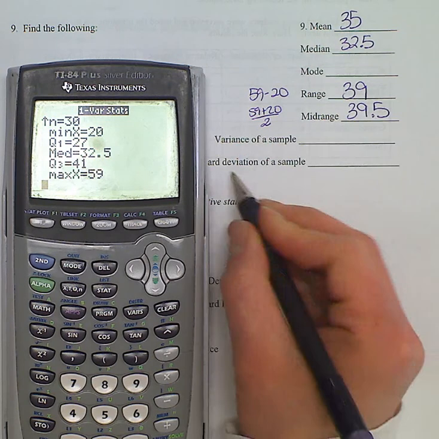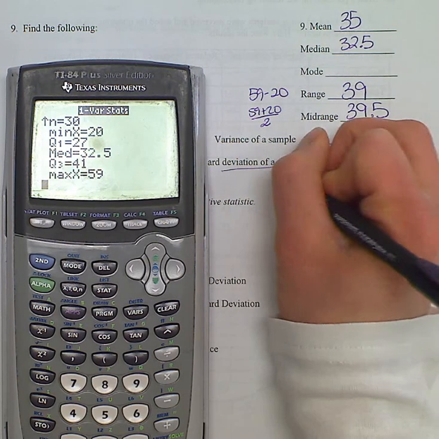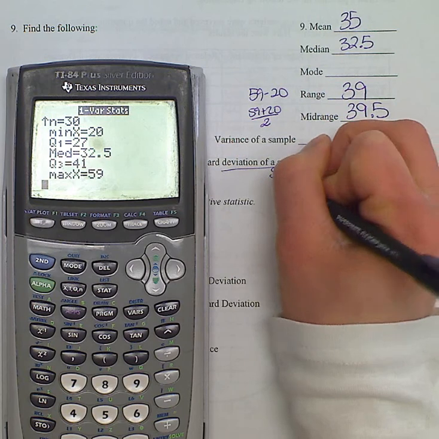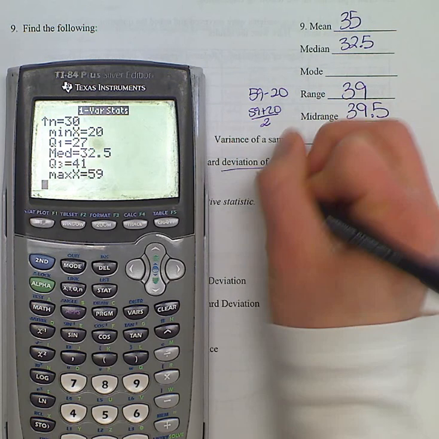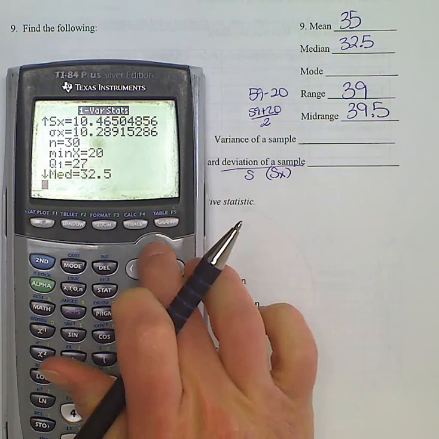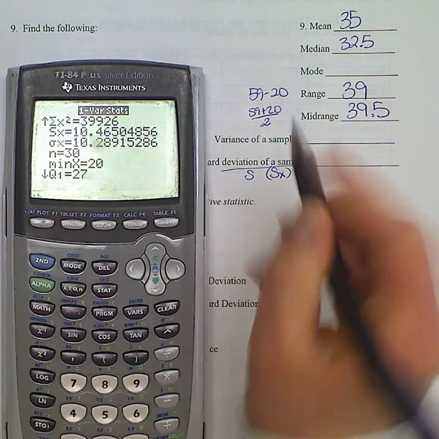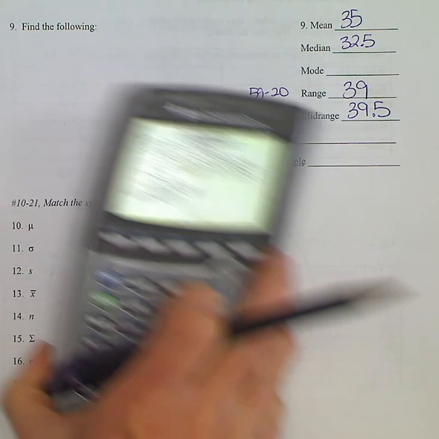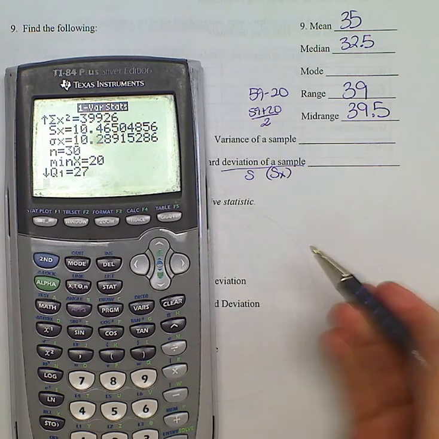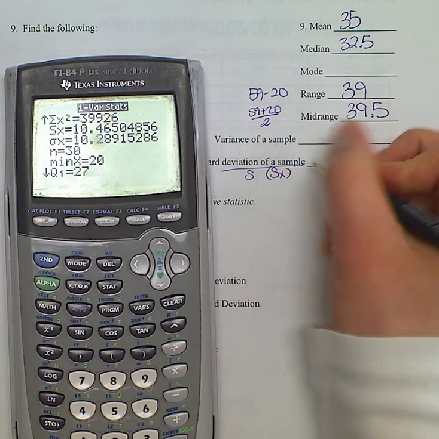Standard deviation for a sample, the symbol in your calculator is Sx. The real symbol is actually just s. But I'm going to scroll back up here. Our directions don't say anything in terms of rounding. I'm just going to round to the nearest tenth. But we get 10.5 to the nearest tenth.